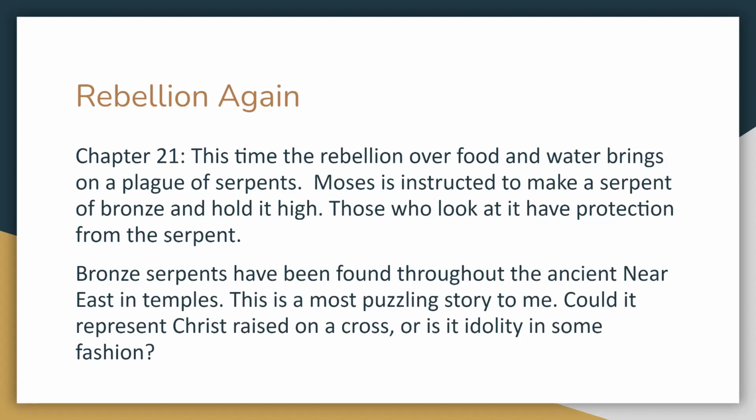In chapter 21, the rebellion is over food and water, and it brings on a plague of serpents. Moses is instructed to make a serpent of bronze and to hold it high. Those who look at it have protection from the serpents. Bronze serpents were used and found throughout the ancient Near East in their temples. It is a most puzzling story for me. Could it represent Christ being raised up on a cross? Or is it idolatry in some fashion? I'm not sure. But I thought that was an interesting story in chapter 21.